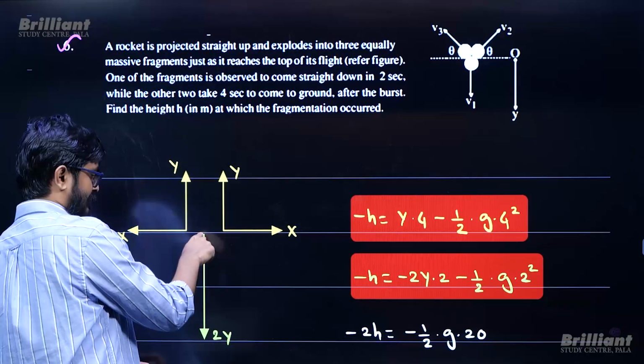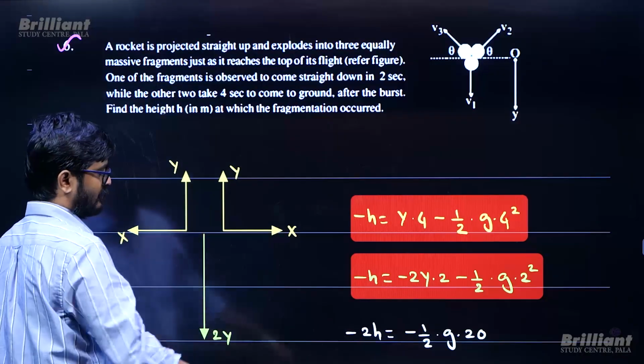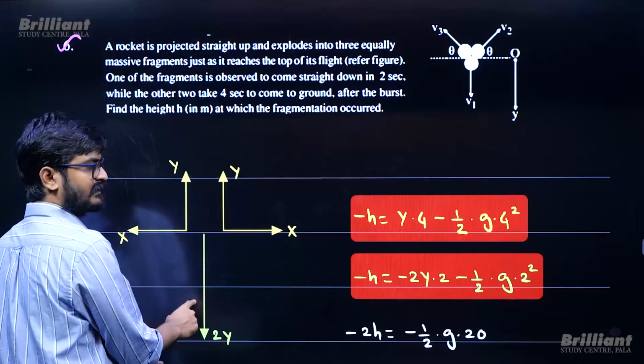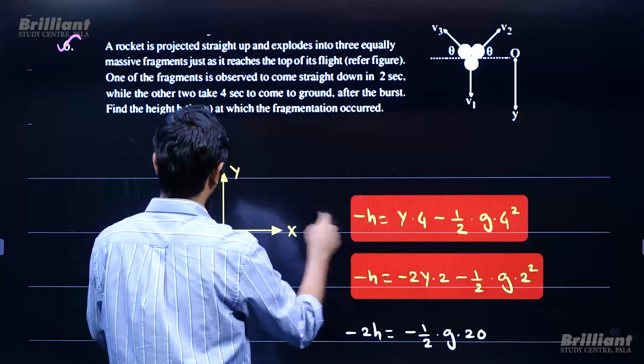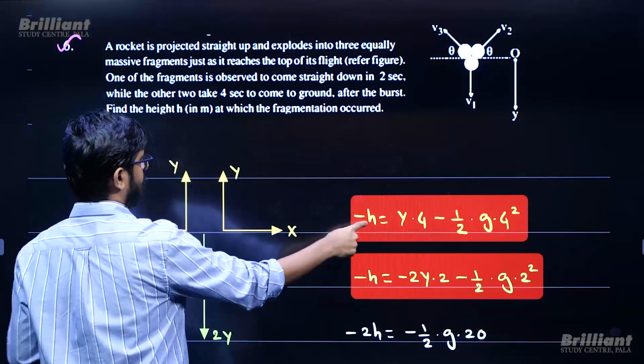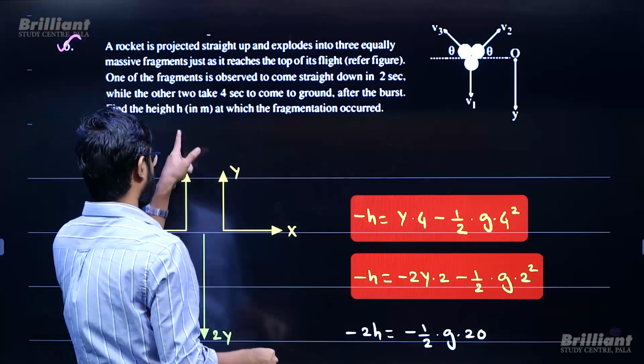Let me say this height is h. So it is in the downward direction. S equals ut plus half at square, if I apply it for this one, minus h equals to... okay, I think I used it for this one. So for this one, it is going like this and coming like this.